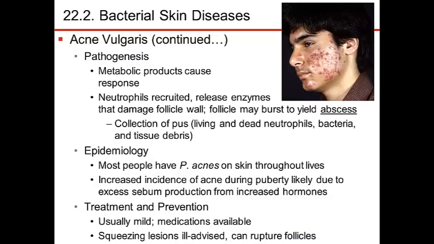Acne vulgaris is a disorder primarily of teenagers and young adults, although 10 to 20% of adults may continue to experience the disorder. The permissive factor in adolescence is the increase in sebum production by sebaceous glands after puberty.